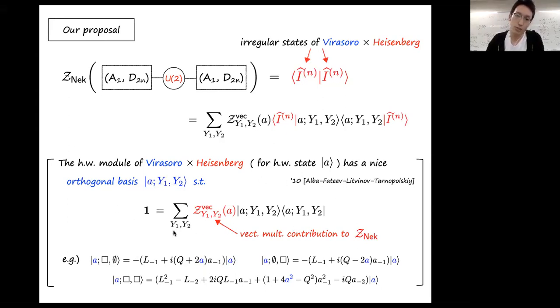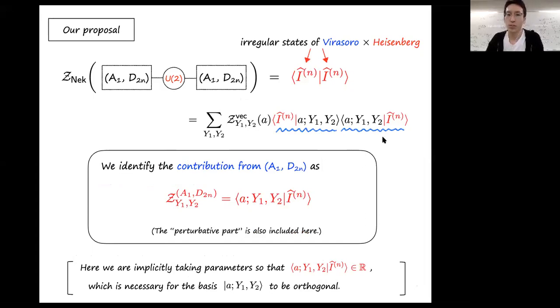And you can just insert this equation in between these irregular states, and you get the decomposition of the states, inner products, sorry, in terms of the Young diagrams. So we get this decomposition, and then it's quite natural to identify these factors as the result of the path integral of these matter sectors in the instanton background. So we can identify this inner product as the contribution from the A1D2N theory to the Nekrasov partition function.